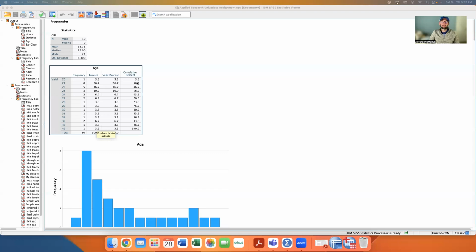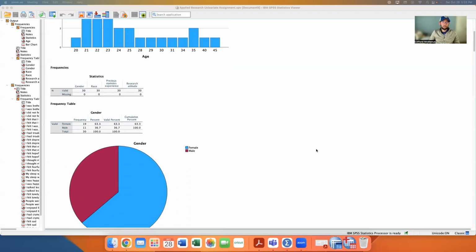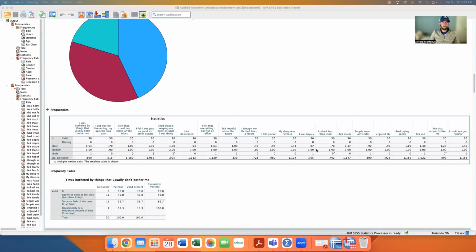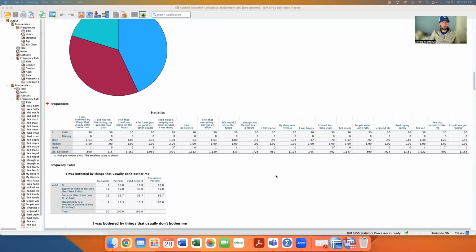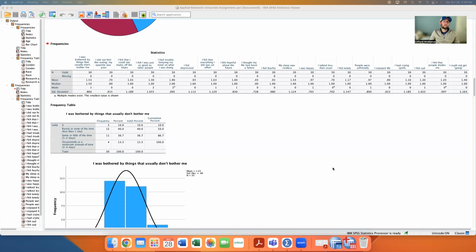And then cumulative percent is really neat. It kind of just gives you that quick reference to be able to say 56.7% of all respondents were 23 years of age or younger. And then below that, I created a bar graph. And then I'm going to go on ahead and move on to one of our 4-point Likert scale response questions.